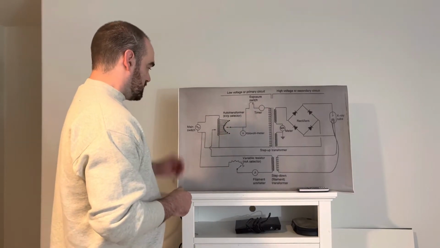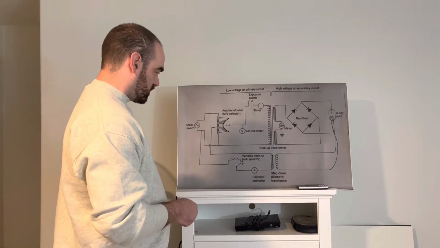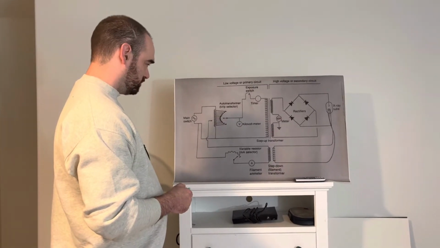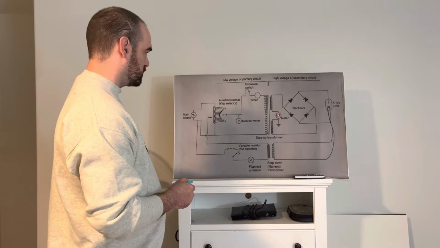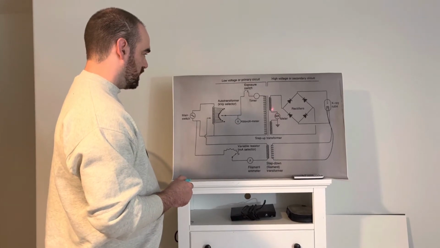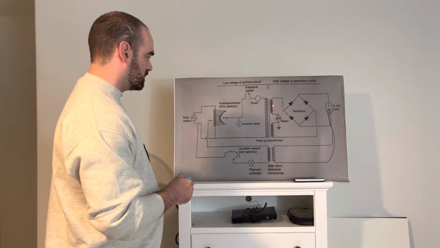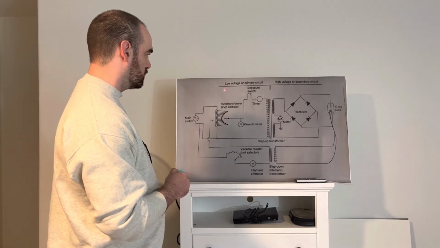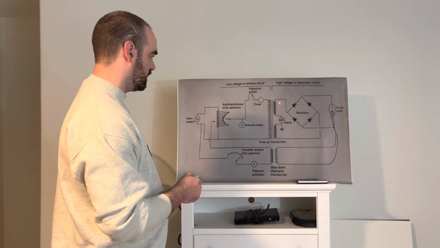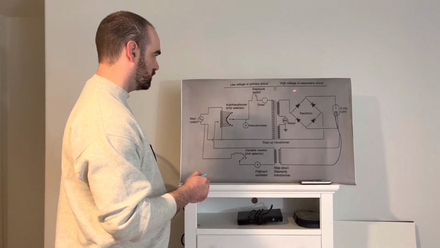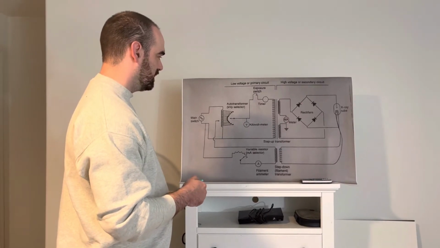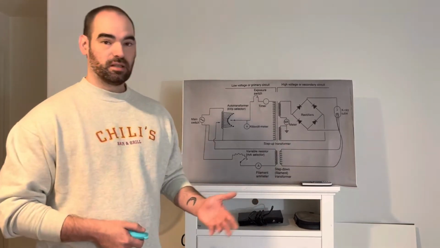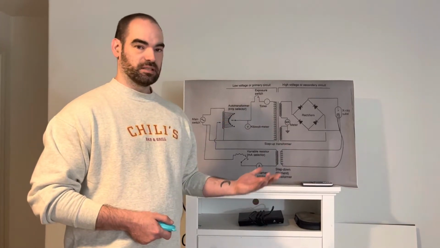After that happens, we'll go to the step-up transformer. At the step-up transformer, there are fewer coils on this side, the low voltage primary circuit side, and more coils on the high voltage secondary circuit side. And that's how it steps up the voltage from 110 volts to 10,000 volts.